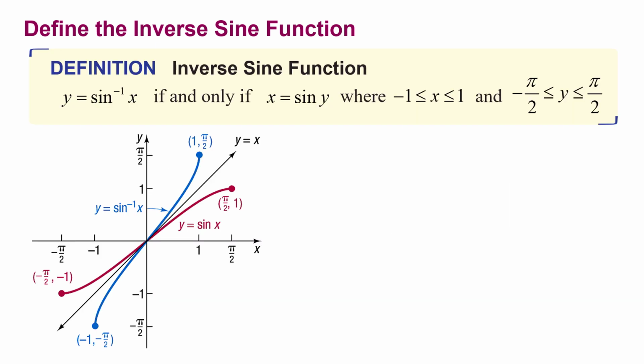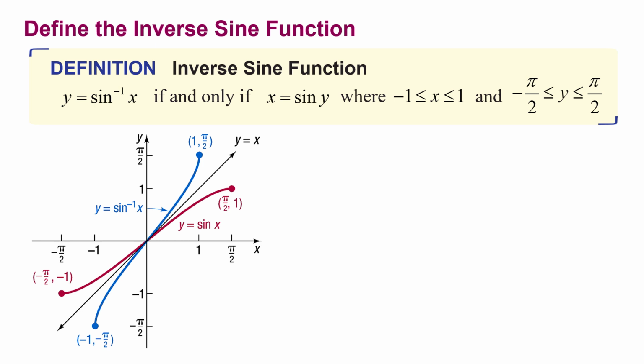Now that we have a restricted version of the function y equals sine x that's one-to-one, whose domain is negative pi over 2 to pi over 2 inclusive, and the range is negative 1 to 1 inclusive, we can define the inverse sine function to be y equals inverse sine of x if and only if x equals sine of y. Remember, we interchange domain and range, and thus the domain of the inverse sine function is negative 1 to 1 inclusive, and the range is negative pi over 2 to pi over 2 inclusive.